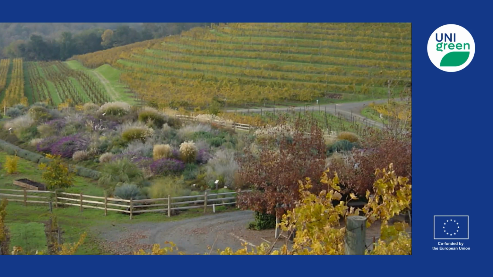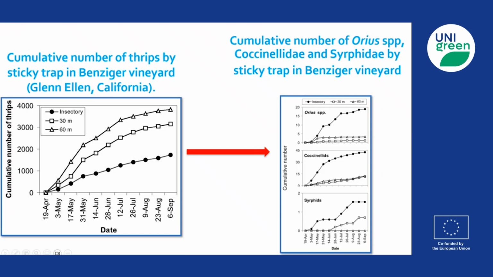The idea was to monitor what happened with this island, which I call an insectary. And you can see that near an insectary, we have fewer problems of thrips near the vineyard than far away from the island. And the population of Chrysopa, coccinellids, and syrphids were very high nearby.